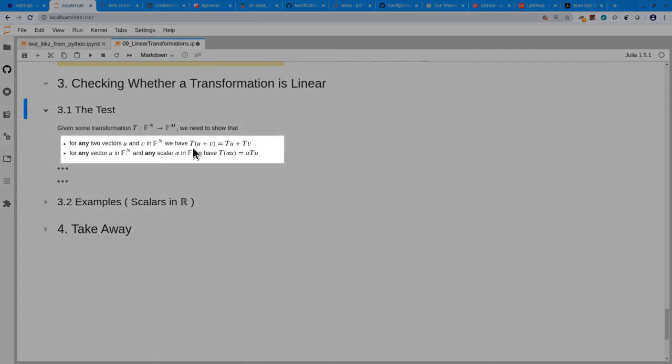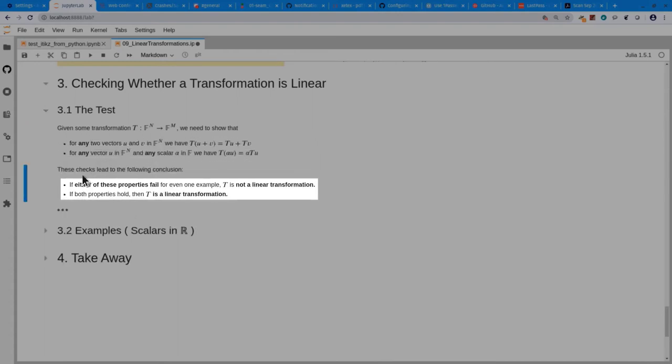Well, the test is I have two properties. I've got T applied to u plus v is equal to Tu plus Tv. And I have T applied to alpha u is equal to alpha times Tu. And that must be satisfied for any two vectors u and v and any scalar alpha. So we have to check these for all possible vectors u and v and all possible alpha. I'm going to check these two properties, and if either one of them fails, then I know that T is not a linear transformation. If both of them hold, however, then T is a linear transformation.